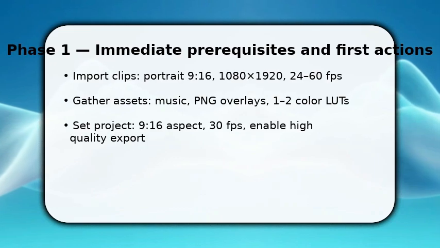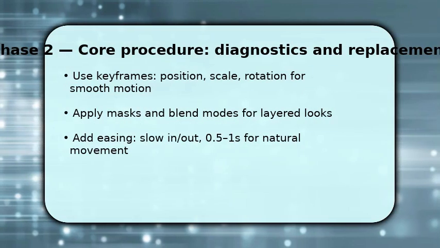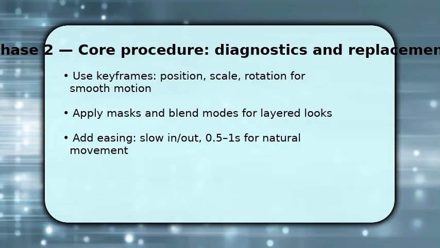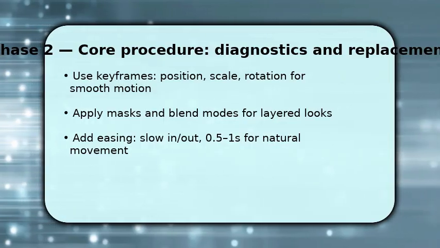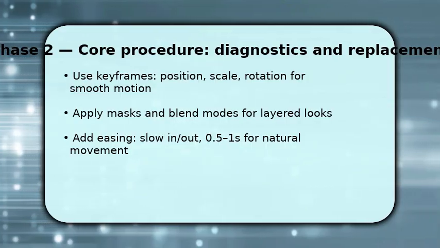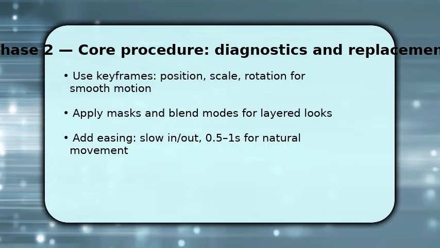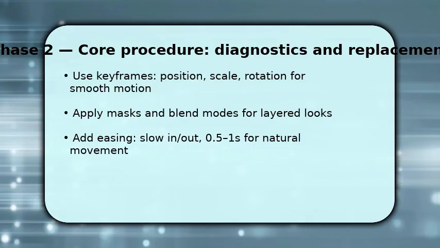Now you refine clips. Use keyframes to animate position, scale, and rotation that creates dynamic motion for Reels. Apply masks to reveal overlays or to isolate subjects, then switch blend modes to integrate color and light. Once done, add easing to keyframes, slow in and out around 0.5 to 1 second makes movement feel organic.